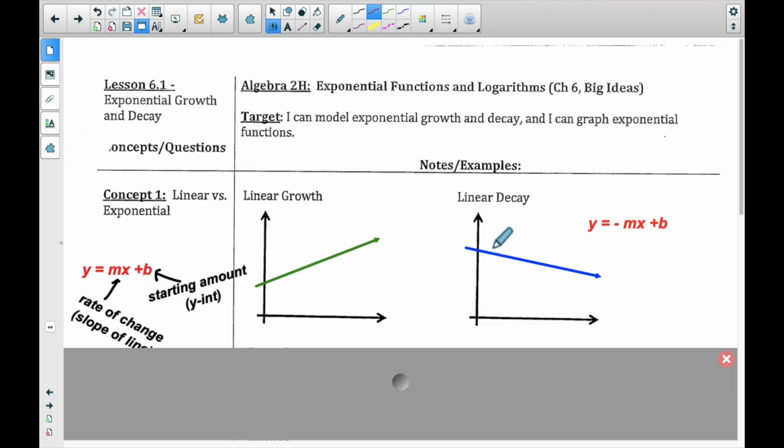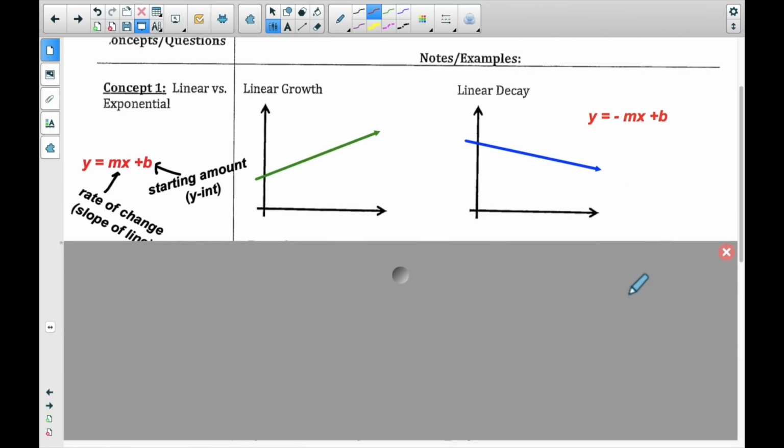And we know what linear decay looks like. It's going down. Also, we know that linear decay has a negative sign in front of it. The negative slope is what makes that line go down. And so that all is review to us. Let's think about right now a couple of examples of when you would talk about linear growth or when you would talk about linear decay.